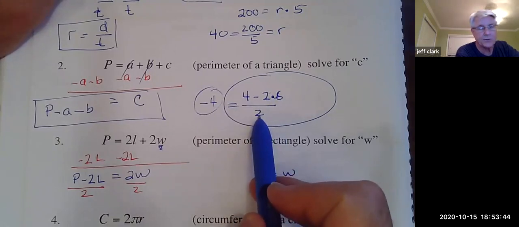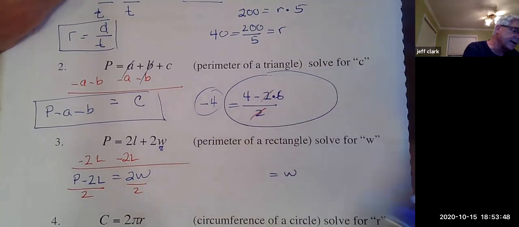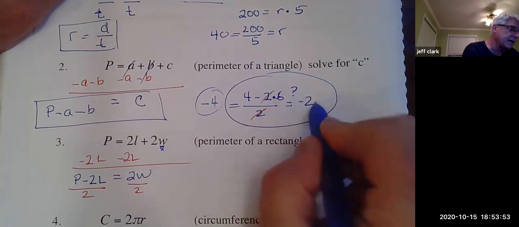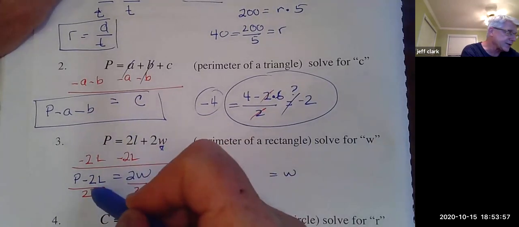And divide by 2 is negative 4. If you went and did this, you won't get negative 4. It looks like you might just get, question mark, negative 2. That's not right. It's negative 4. So you can't just cancel that.